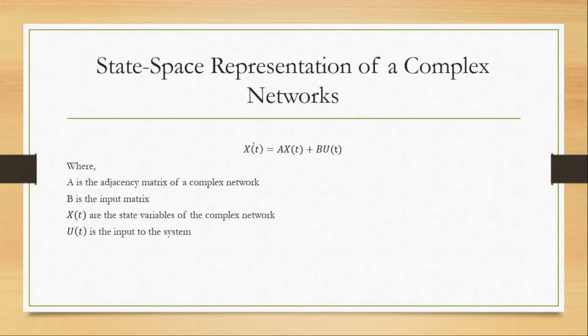State space representation of a complex network. Here is the general state space representation of a linear time invariant system that is given as x dot of t is equal to Ax of t plus Bu of t. In this particular case of the complex network, A is the adjacency matrix of the complex network, B is the input matrix, x of t are the state variables of the complex network and u of t is the input to the system.